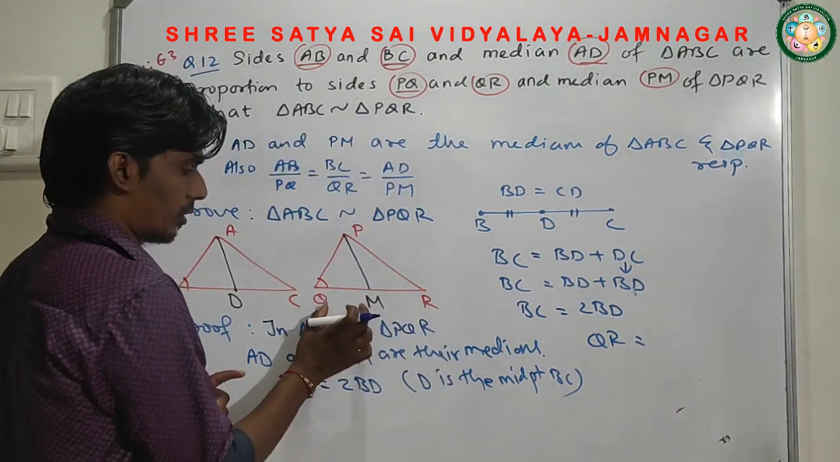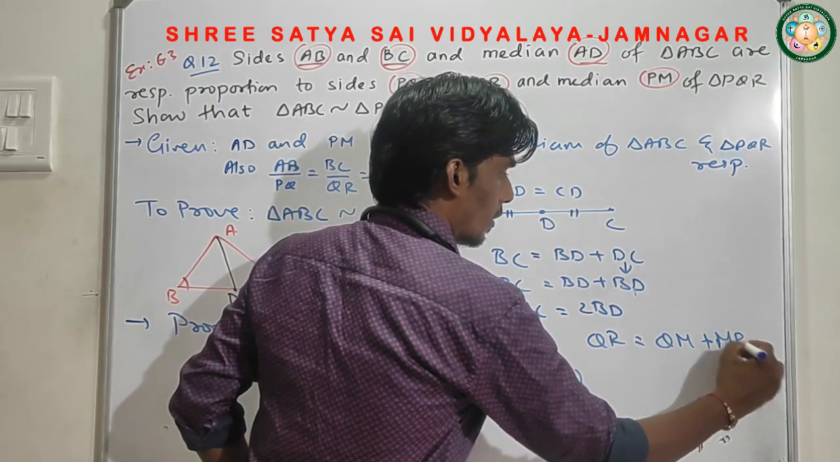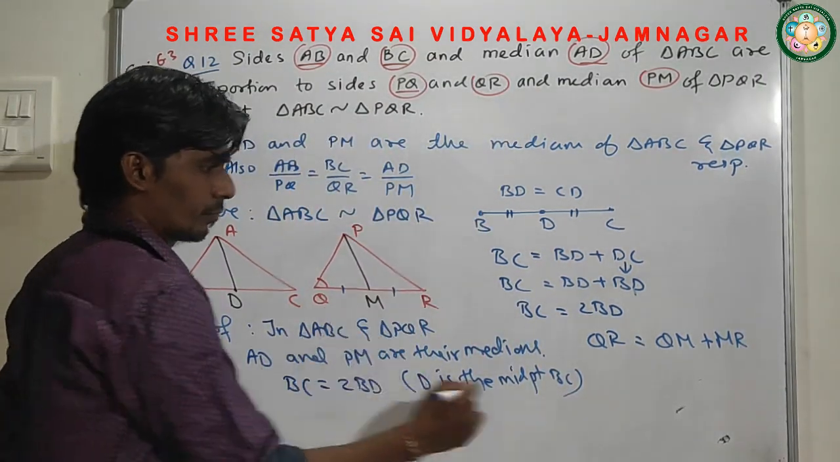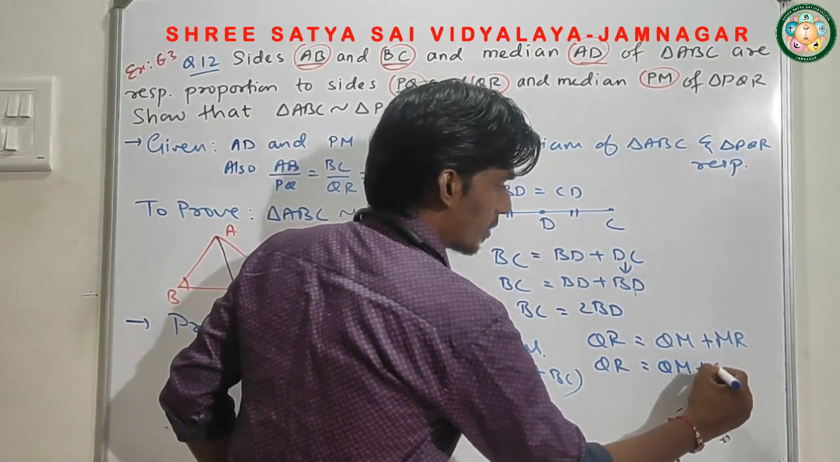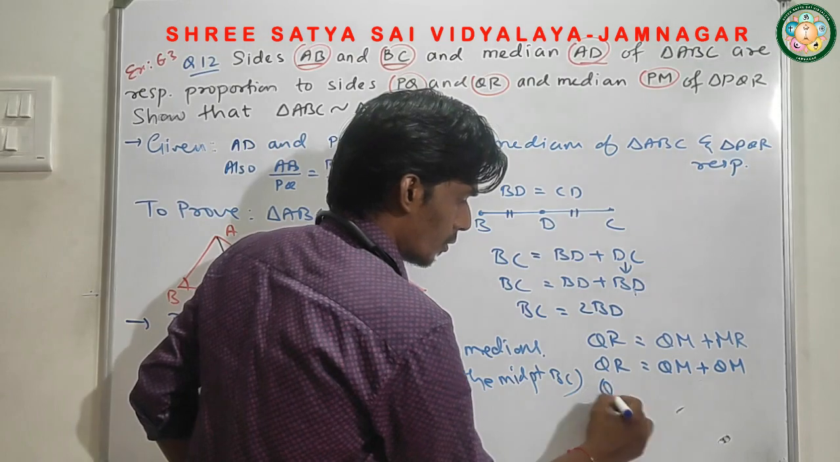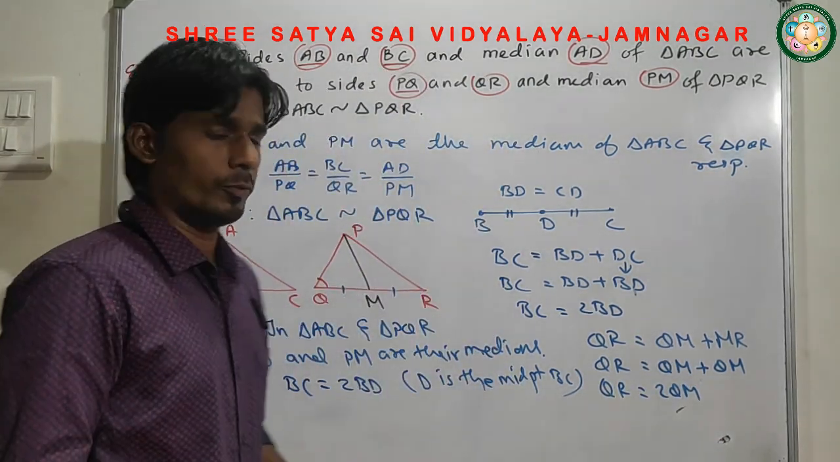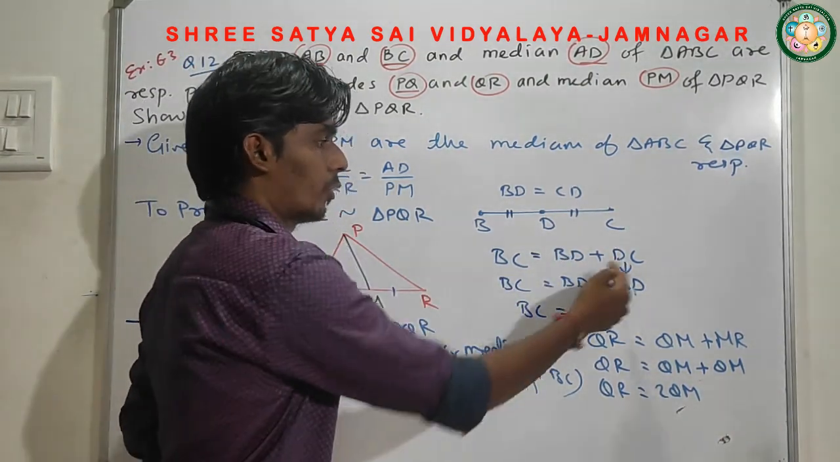Whole QR is formed of what? QM and MR. Now this QM and MR both are same. So QR is equal to what? QM plus QM. So QR is equal to 2QM. Now few of you think is why I'm not replacing the value of BD equals to CD.